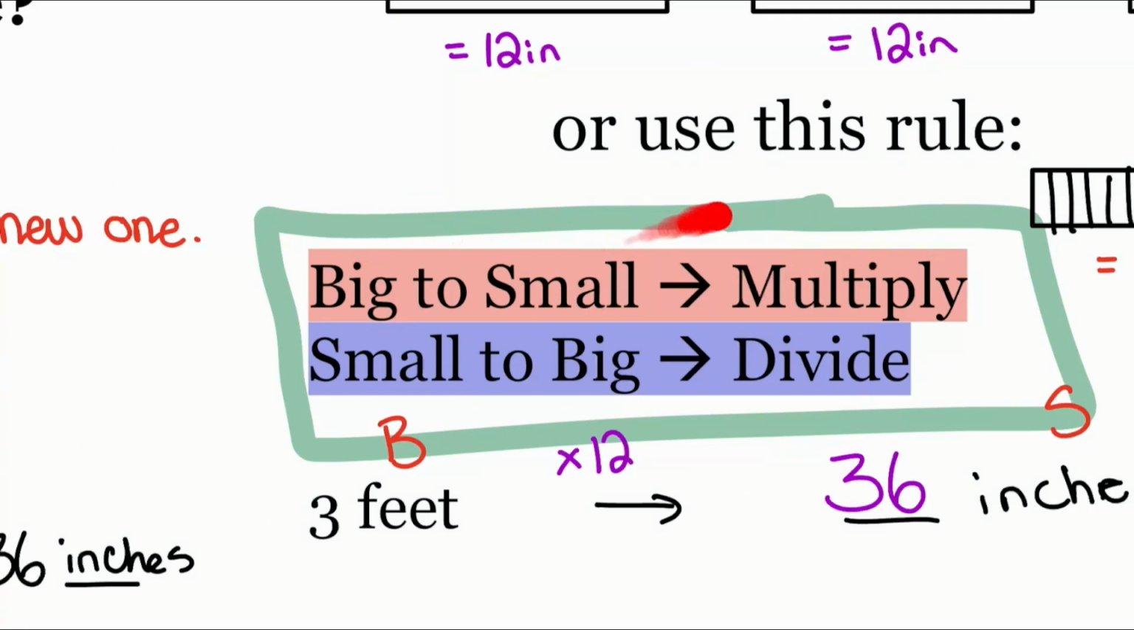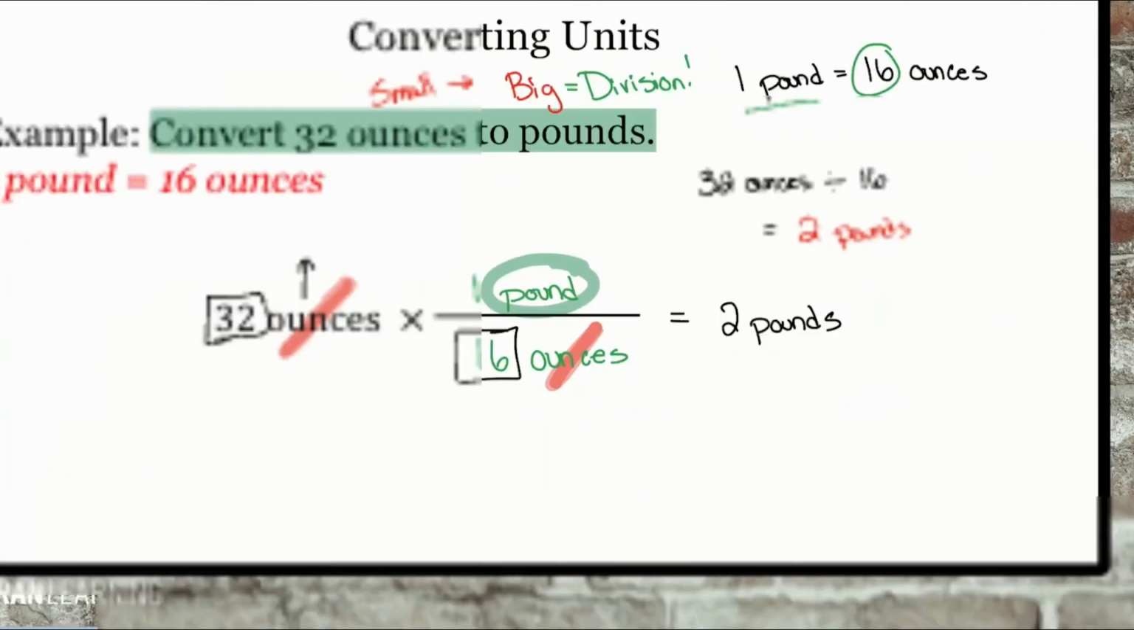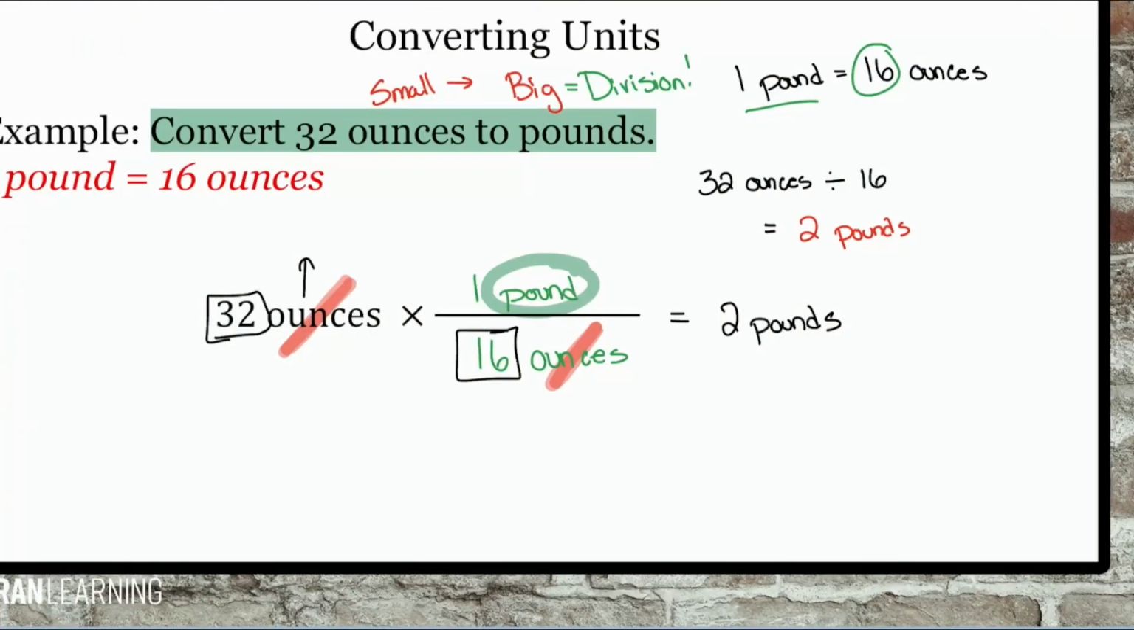Big to small, multiply. Small to big, divide. Who here prefers that method there? Who here prefers the big to small, small to big, number one? And who here prefers the conversion rate, number two? So give me a 1 or a 2. 1 for the big, small, small, big, and then 2 for the conversion rate. Okay, looks like the majority of us are saying 1. We got a couple of 2s in here. Right on, shout out to you, you're my favorite.